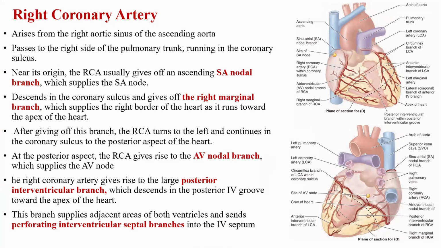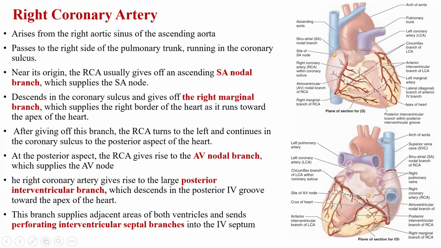So, if we talk in detail about the right coronary artery, as we previously discussed, it arises from the right aortic sinus of ascending aorta. It passes to the right side of the pulmonary trunk between the right auricle and pulmonary trunk, and it then enters the coronary sulcus. The coronary sulcus is also called atrioventricular groove or sulcus, which separates atria from the ventricles.